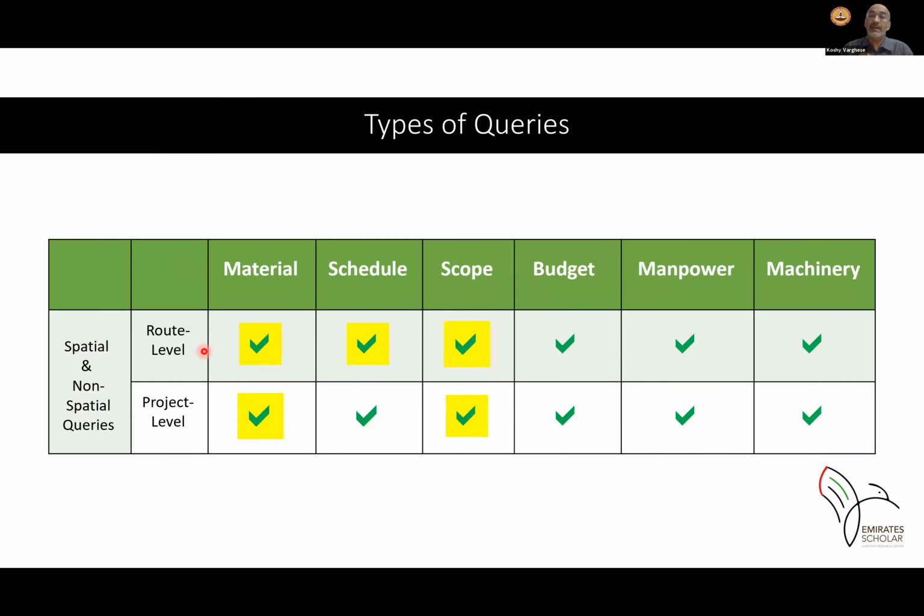We have the queries that can be at a routing level or at the project level. When we say routing level, it means basically the query that you would ask about a particular route, the progress of a particular route, or the attributes of a particular route. Whereas at the project level would be the combination of all these routes. So let me just illustrate some of these queries.